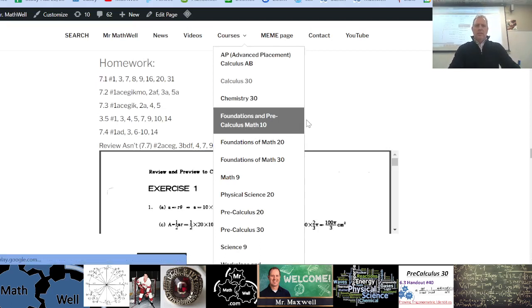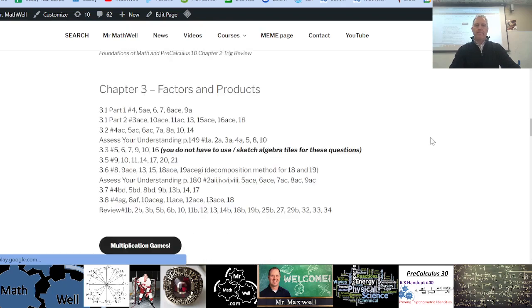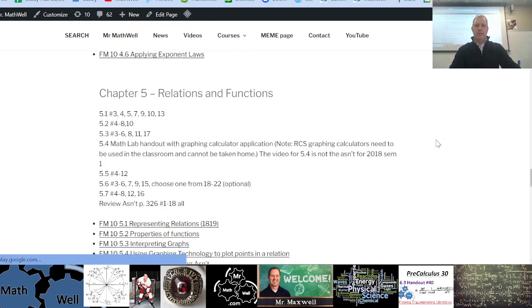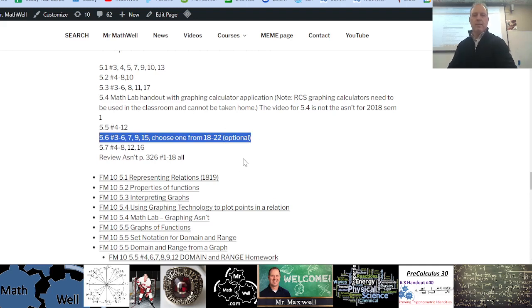So let's check the website, mrmathwell.com, where you go for all of your math and science needs. And loading. Here we go. It's the textbook we're using. And look at this all the way down to chapter 5. So what do we have, 5.6? Ooh, okay. Did I have this choice in here? I need to have that choice in there.